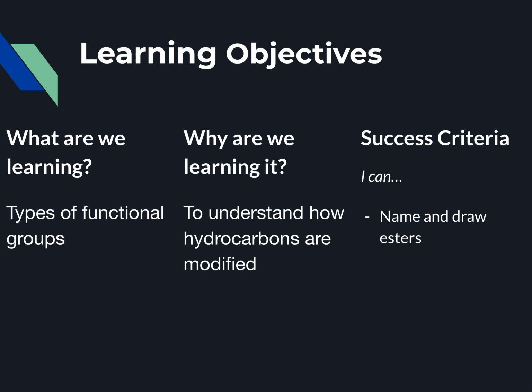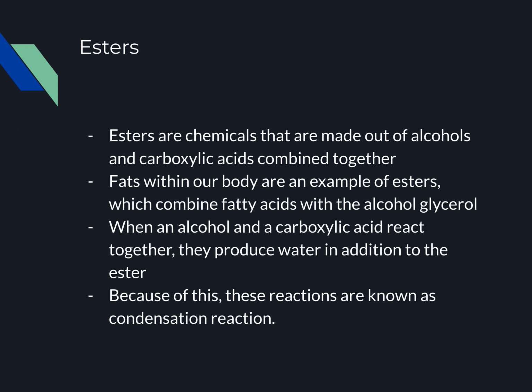Today we're going to continue to learn about how we can modify hydrocarbons with functional groups. We're going to put together our knowledge of alcohols and carboxylic acids in order to form esters. Esters are really interesting because esters are the first thing we've seen that can break up the parent chain. And that's because esters are actually formed from the reaction of an alcohol and a carboxylic acid.